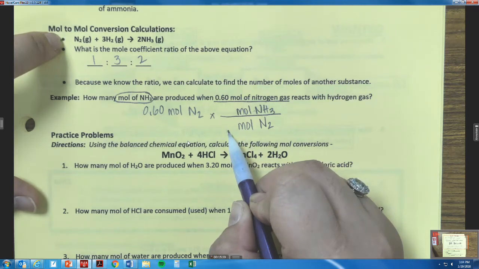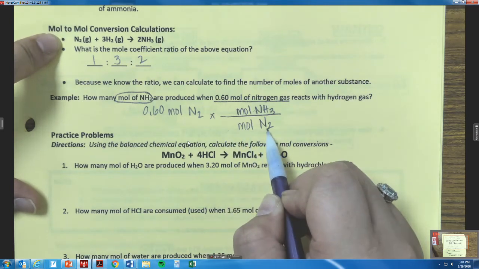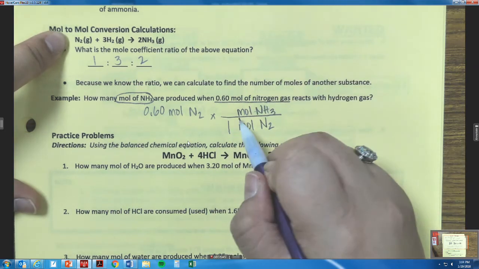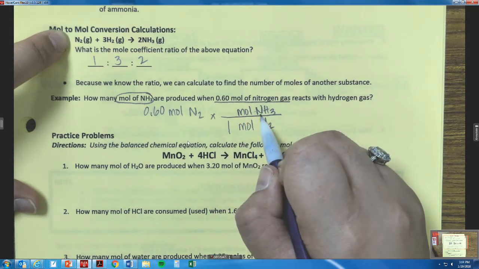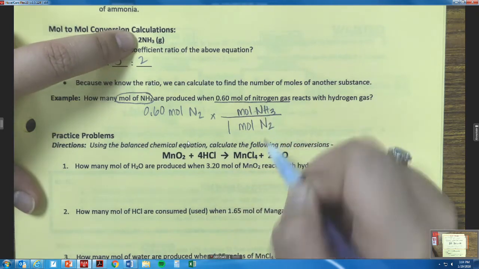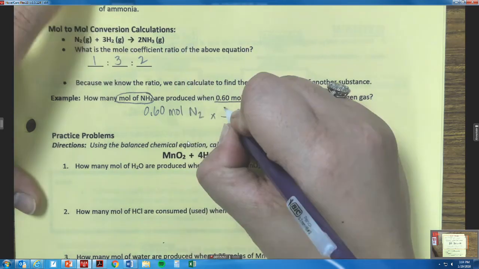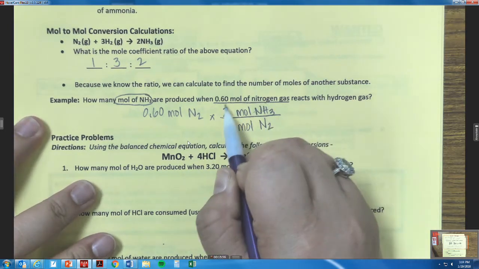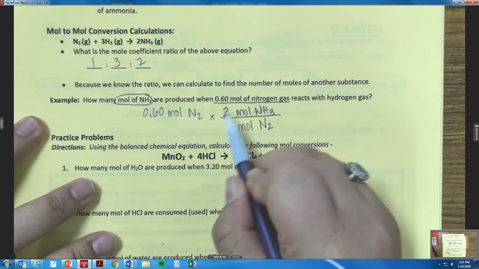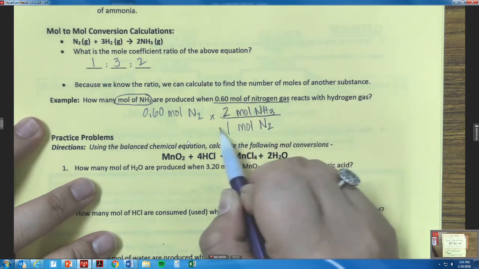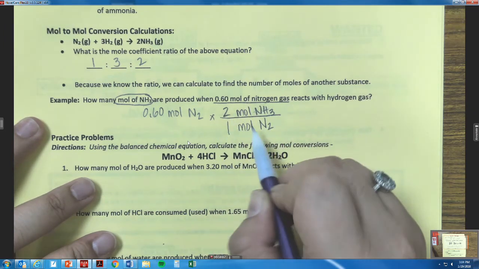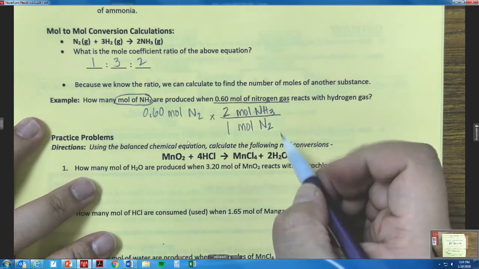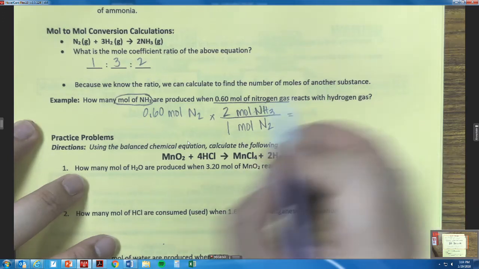So what is the coefficient for nitrogen? Well, that's going to be a 1. And then our coefficient for ammonia is 2. So that's going to go right there. This conversion factor right here is going to be your coefficient ratio. Your coefficient ratio comes from your balanced chemical equation. So now we can go ahead and solve.